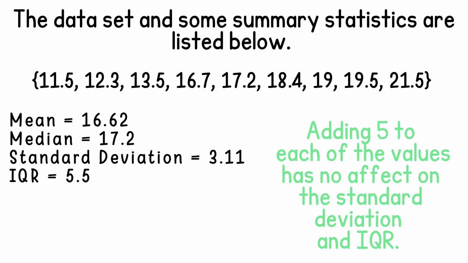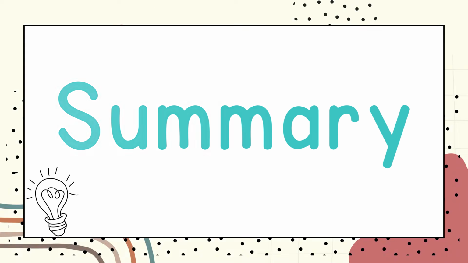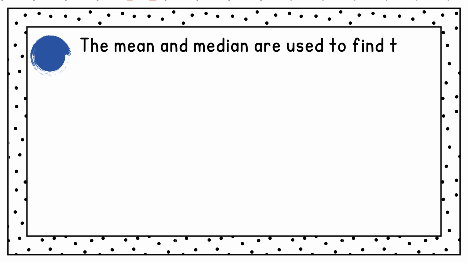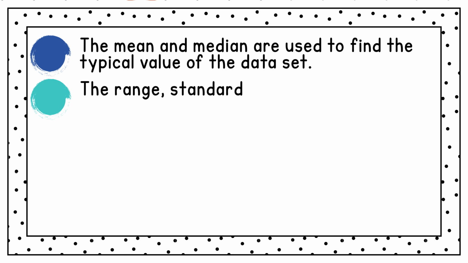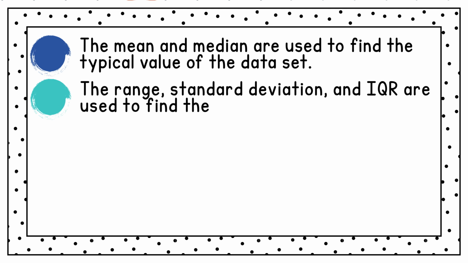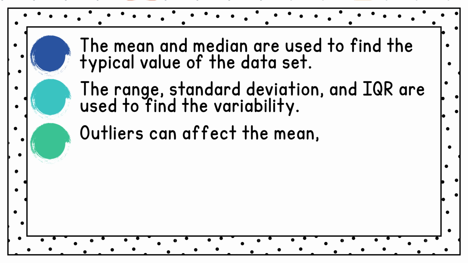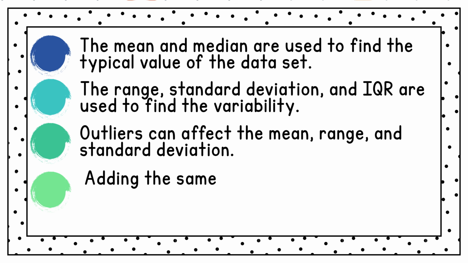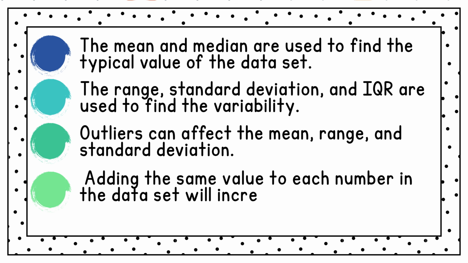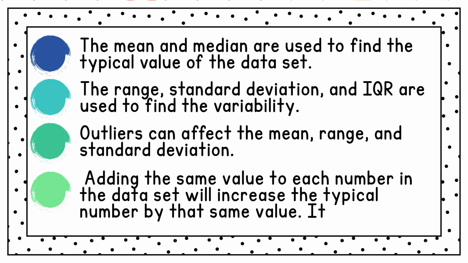To recap what we've learned, the mean and median are used to find typical values of the data set, and the range, standard deviation, and IQR are used to find the variability of a data set. Outliers can affect the mean, range, and standard deviation. Adding the same value to each number in a data set will increase the typical number by that same value, but it will not affect the variability.